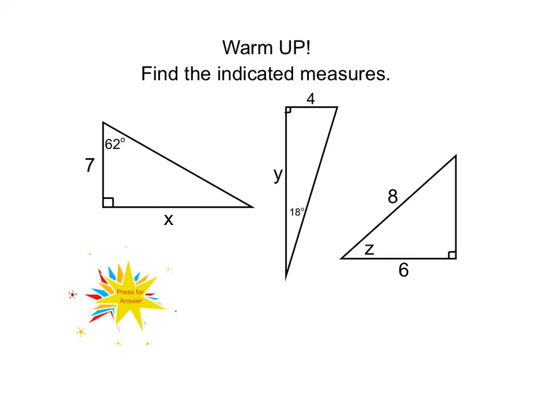I'd like to start today with the warm-up. I'd like you to use right triangle trig to solve for the missing variables using SOHCAHTOA. When you're ready to see the answers, press play, but pause until then.